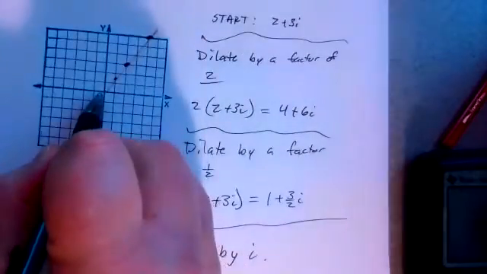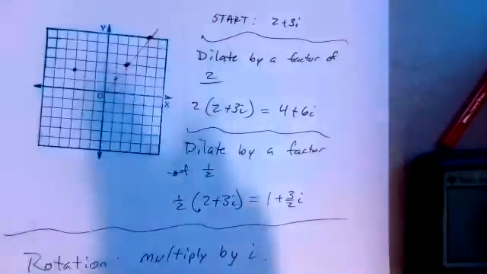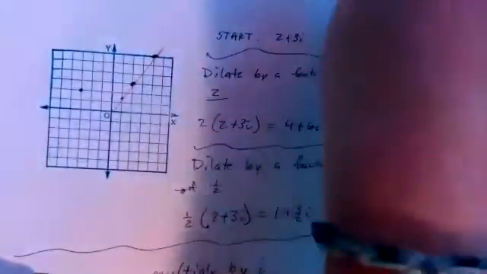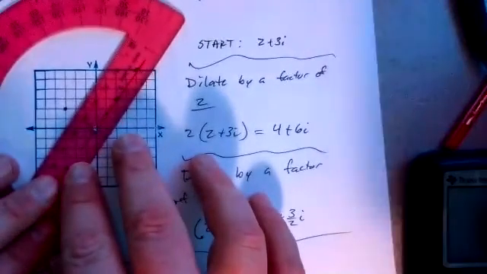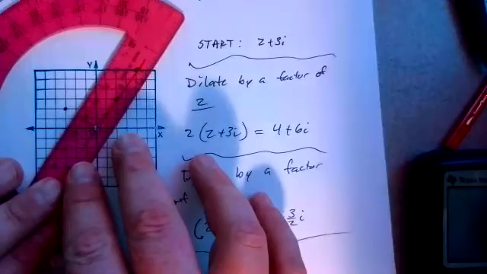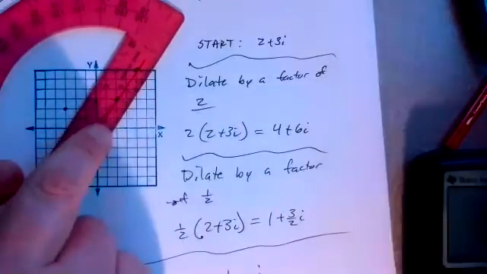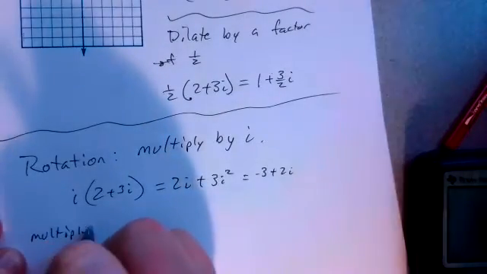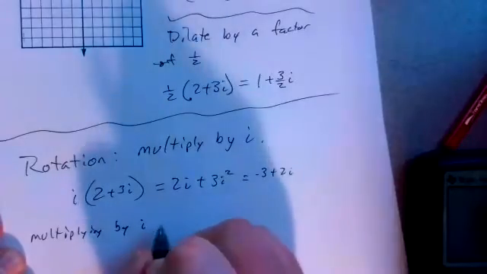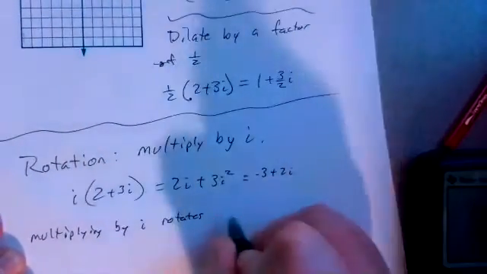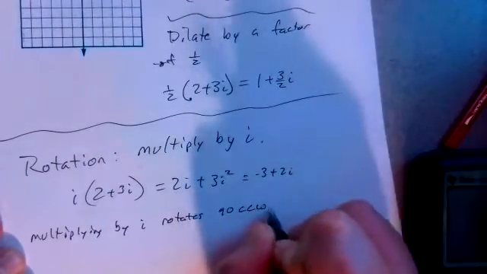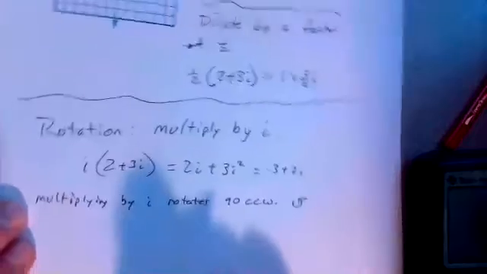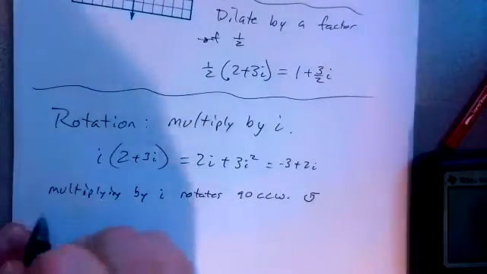And that point, -3 plus 2i, is right here. And if we look at that, I have rotated it, or excuse me, I've rotated it 90 degrees. Right, so multiplying by i rotates 90 degrees counterclockwise. So that's our big takeaway here.